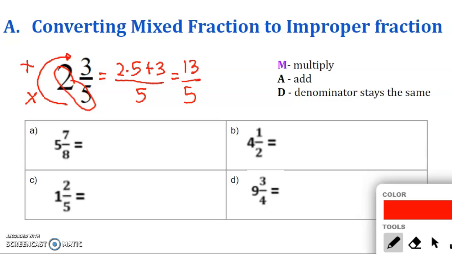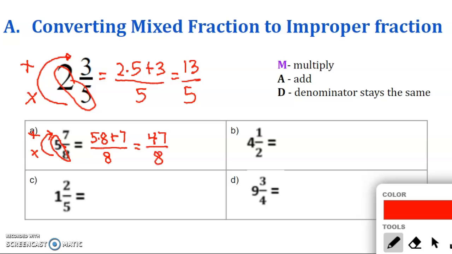All right, so let's just do some more practice so that it can sink in. So that means we are multiplying the whole with the denominator. So 5 times 8, that's where we are multiplying. And then to 5 times 8, we are adding 7. And the denominator stays the same. So 5 times 8 is 40, plus 7 is 47 over 8.